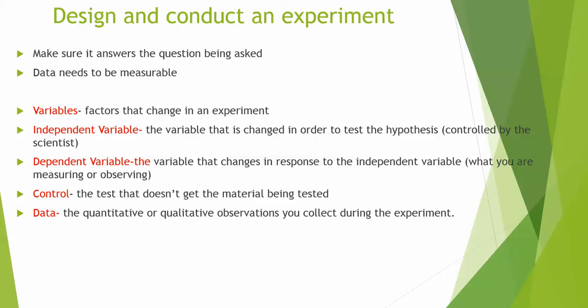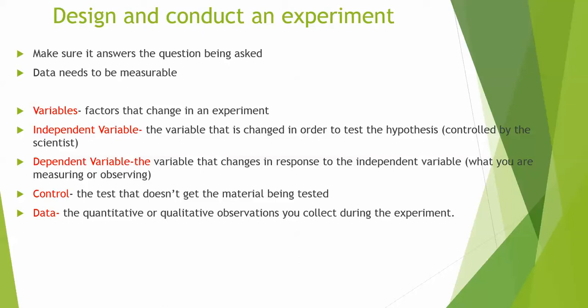And you need to have a way to get measurable data. If you cannot get measurable data, then you will have no way of knowing if your hypothesis was correct or not, and then you're not answering your question. A couple of other things that are important when you're designing an experiment are things to do with variables. And a variable is something that changes in an experiment. We have a couple different types of variables.